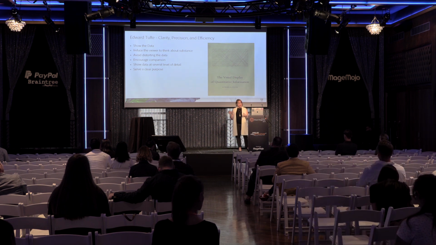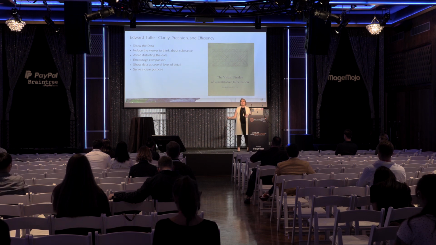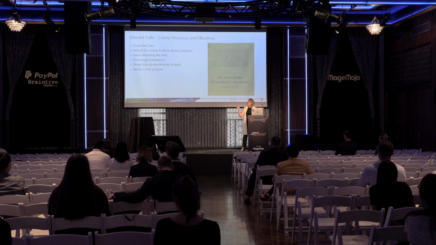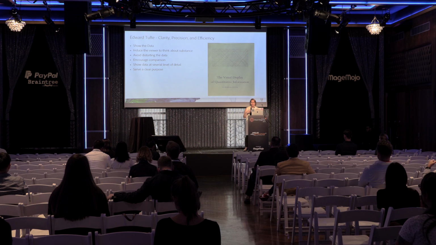We want to encourage comparison. By showing values against one another, we allow them to make the connections themselves. We want to show data at different levels. This can either be drilling into something or showing multiple supporting graphs that might build your case. And then everything that you show should serve a clear purpose. And if it doesn't, you should consider removing it, because maybe it's just creating extra mental burden for your audience.